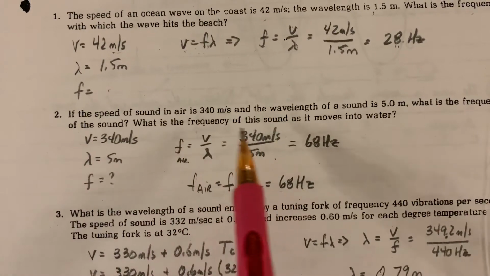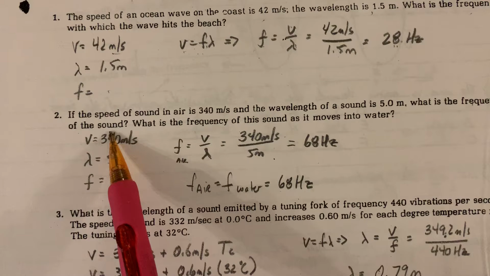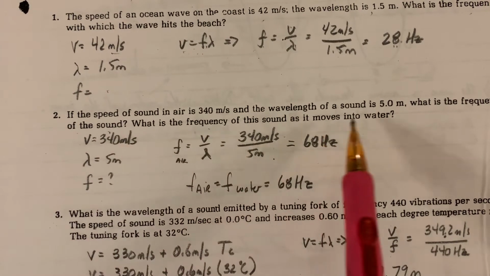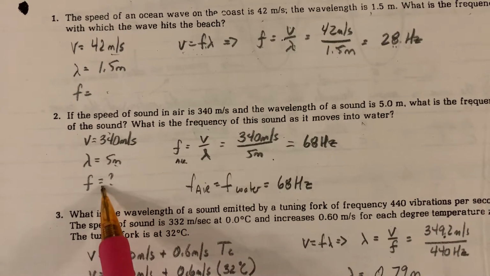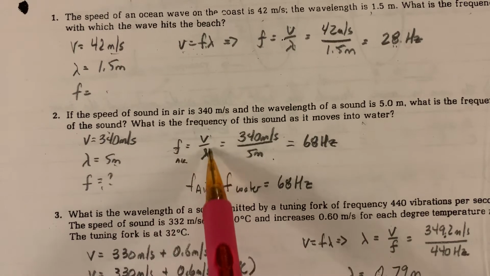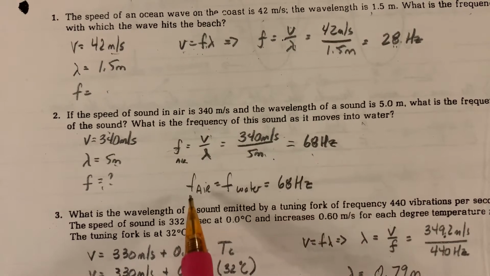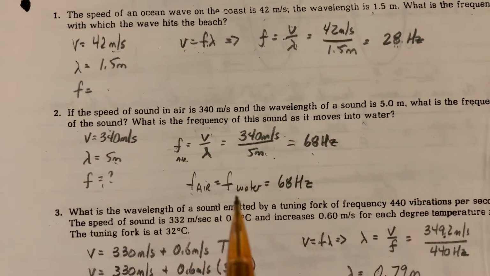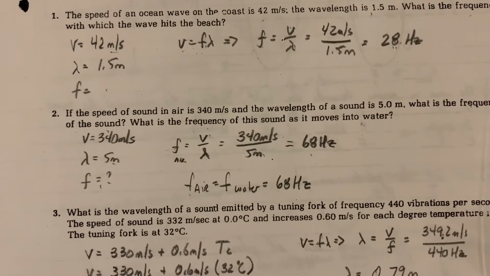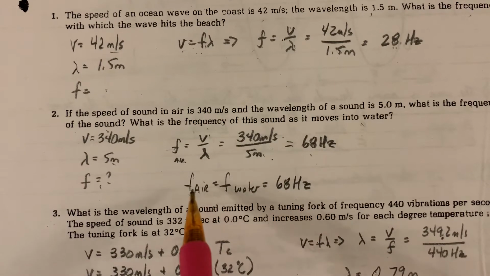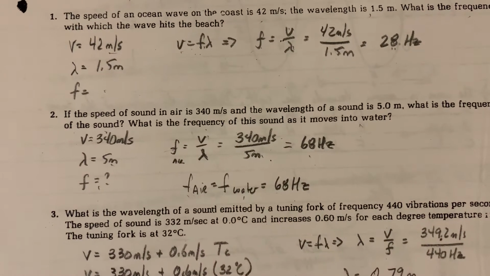If the speed of sound is 340 meters per second and the wavelength is 5 meters, find the frequency of that sound and what would be the frequency if it moves into water. You got the velocity, the wavelength, solve the frequency. Frequency equals v over lambda, 340 over 5 meters gives you 68 hertz. And keep in mind, once a wave is made, the frequency never changes unless there's a Doppler shift on it. So going into water, you're going to have exactly the same frequency.